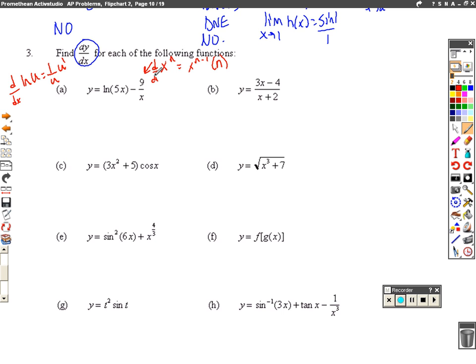Okay, so let's actually answer this problem. We want y prime here. The derivative of the natural log of 5x is 1 over 5x times the derivative of 5x, which is 5, minus, well, this is the same thing as 9x to the negative 1. So this negative 1 comes down in front of the 9, so this is negative 9x to the negative 2. If I clean this up just a little bit, y prime, this 5 and 5 cancel, so we've got 1 over x plus 9 over x squared.